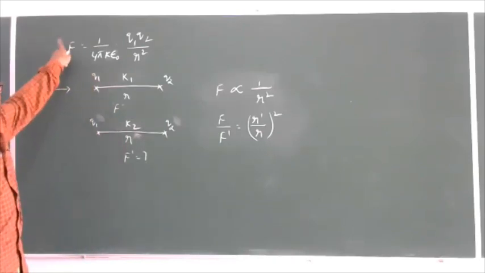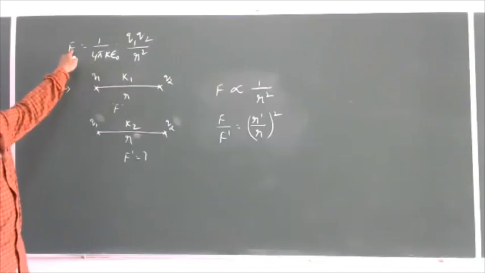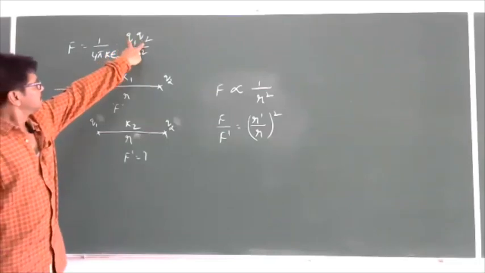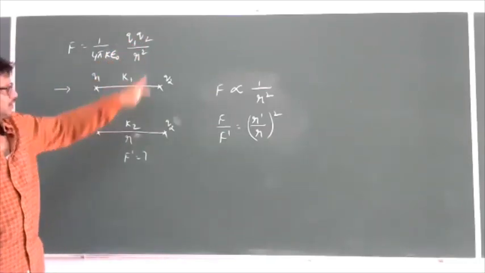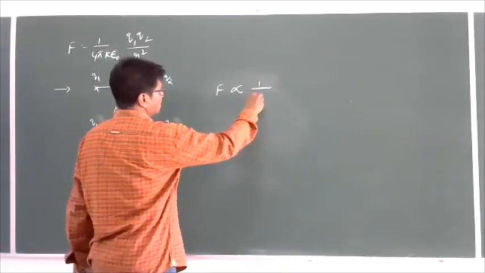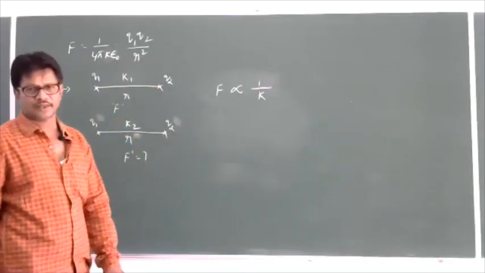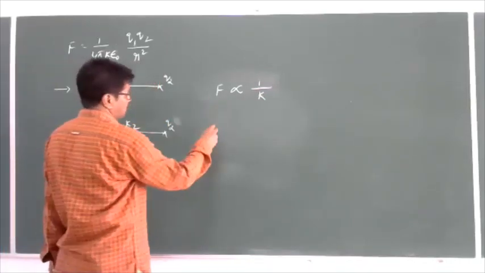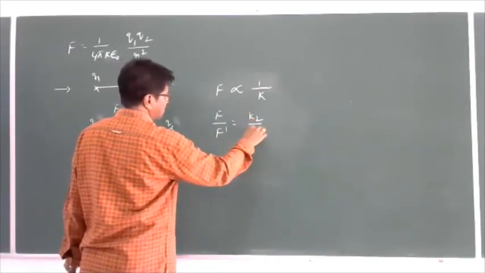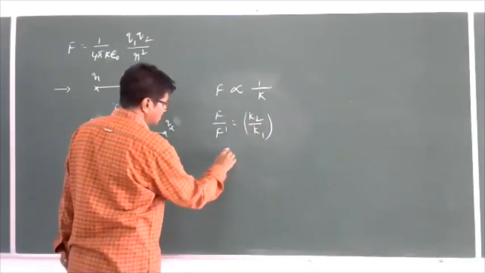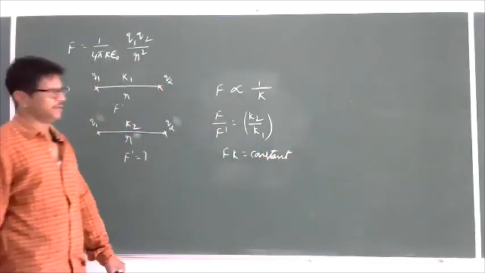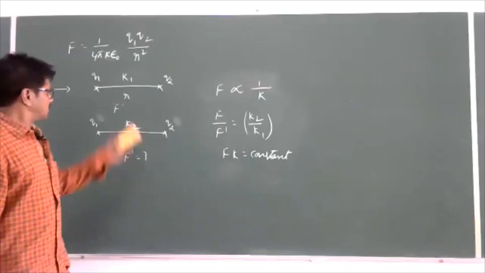Now, how will the force vary with the medium? F is inversely proportional to K, by keeping Q1, Q2 and R constant. So I will write F is inversely proportional to K. Then F is inversely proportional to K is nothing but F by F dash is equal to K2 by K1, or F into K is equal to constant. So this is the third case.